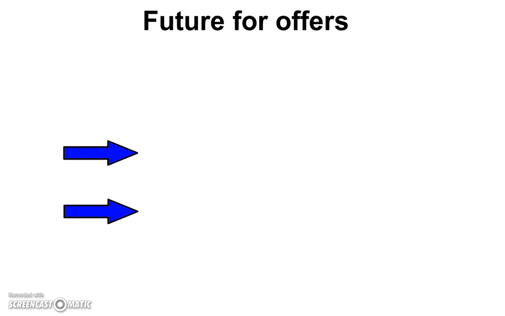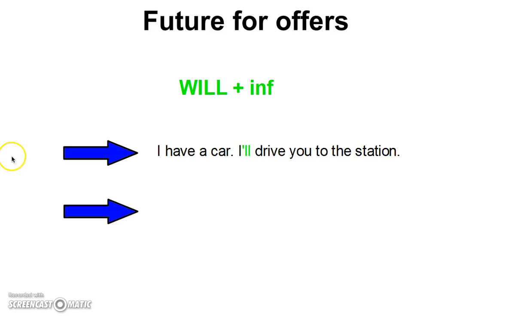Now another way to express future is to offer something or to ask for a service. In this case, we use will. For example, I have a car, I'll drive you to the station. Okay, I offer you to drive you to the station. I offer you a service, so I use will.